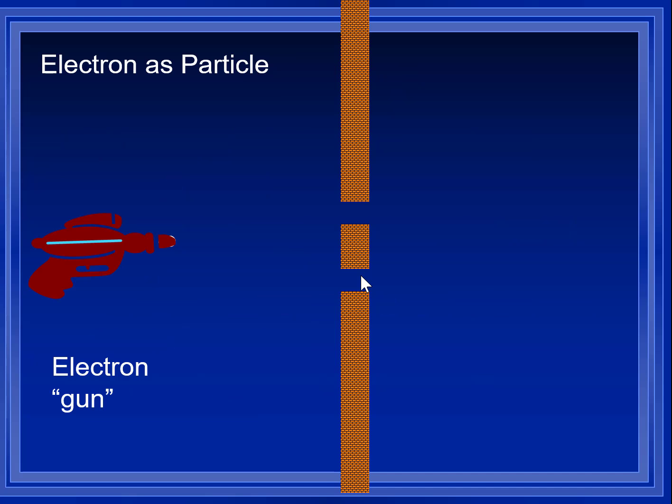So here's the idea of the two different results. It's got an electron gun, and if it's a particle, it'll go through one hole or the other. And if they're shooting guns, you want to stand right here. Does that make sense? You want to stand right there. Now, if the electron is a wave, it's going to go through both holes at the same time.